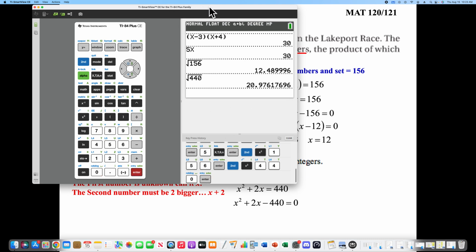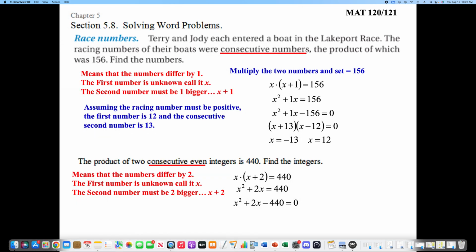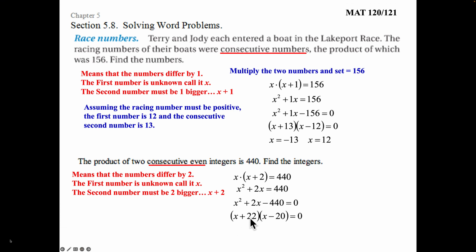20.97. Okay, they've got to be two even numbers that differ by 2, so I'm thinking 20 and 22. Yep, 22 times 20 is 440. 22 gets the plus sign because it's bigger. 20 gets the minus sign. X equals a negative 22. X equals a positive 20.